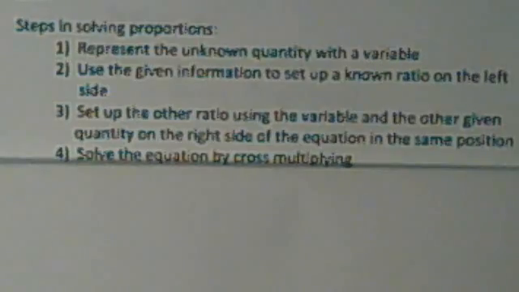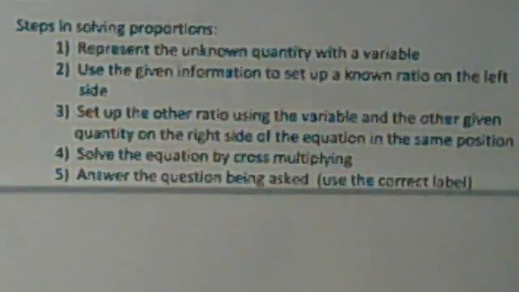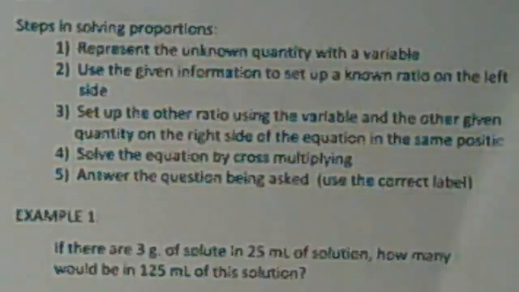Finally, step 4, solve the equation by cross-multiplying. Again, that's something that you've practiced in your previous assignment. And last, don't forget you always want to answer the question being asked, and this means using the correct label. So let's take a look at an example and see how these steps will apply to that.